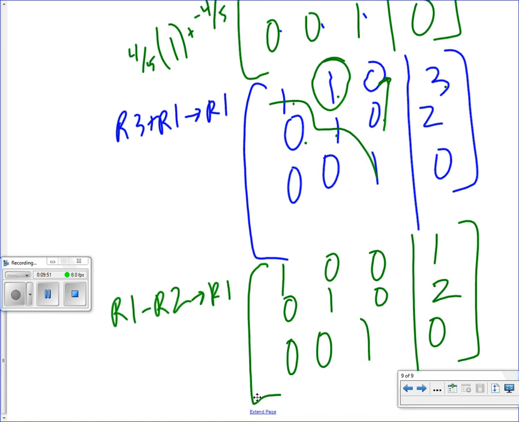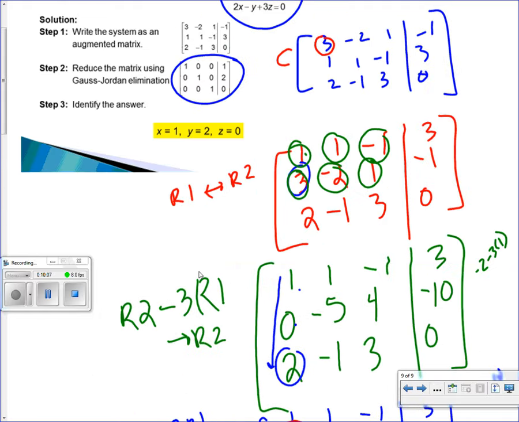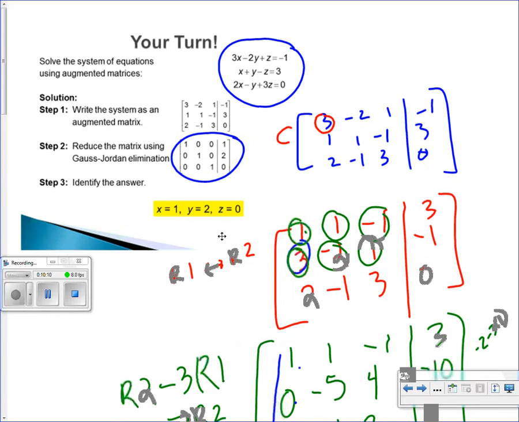Okay, so we are now in RREF. And what's nice about RREF is if there's no back substitution required, there's our solution. X equals 1, y equals 2, z equals 0. And if we go back up to the very top, we're going to see that that's the solution that we were looking for.